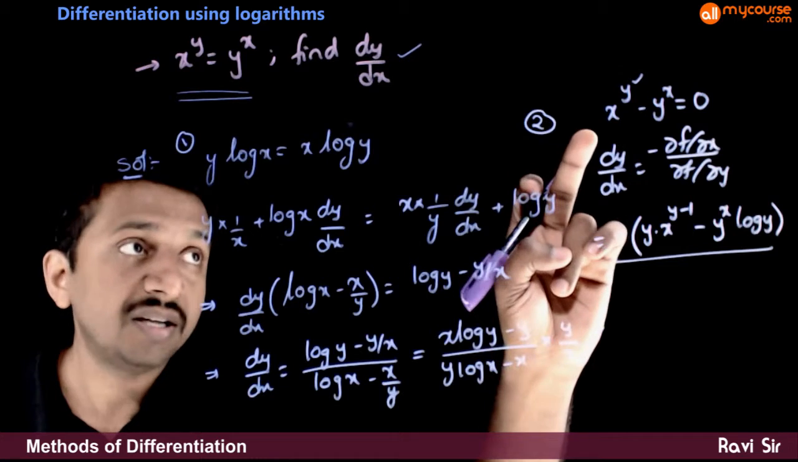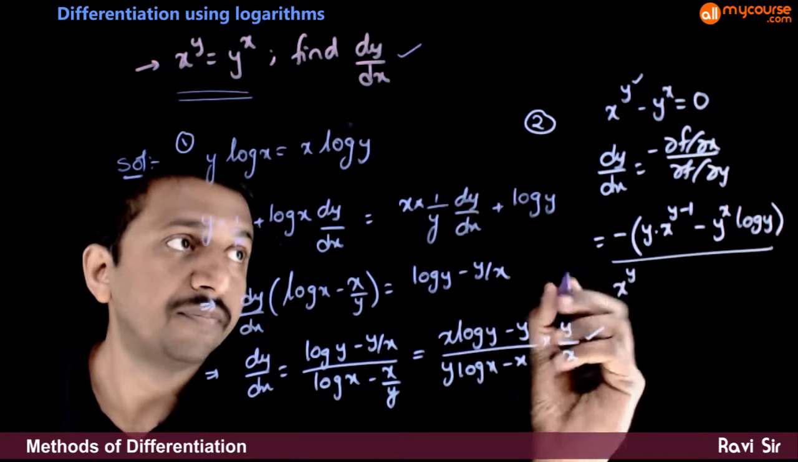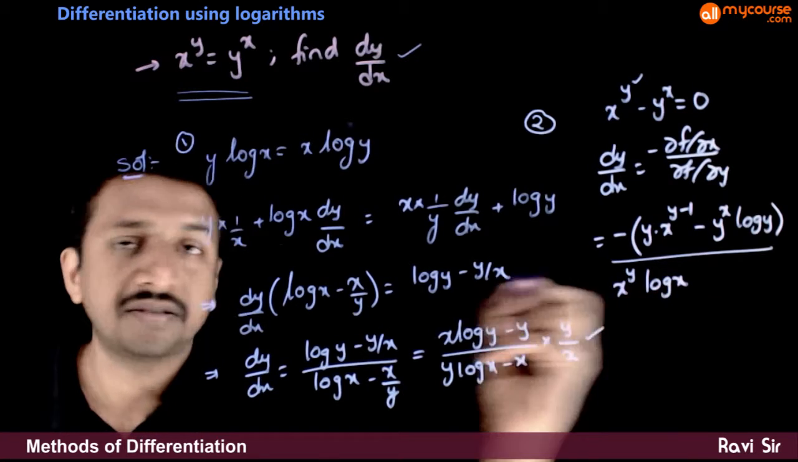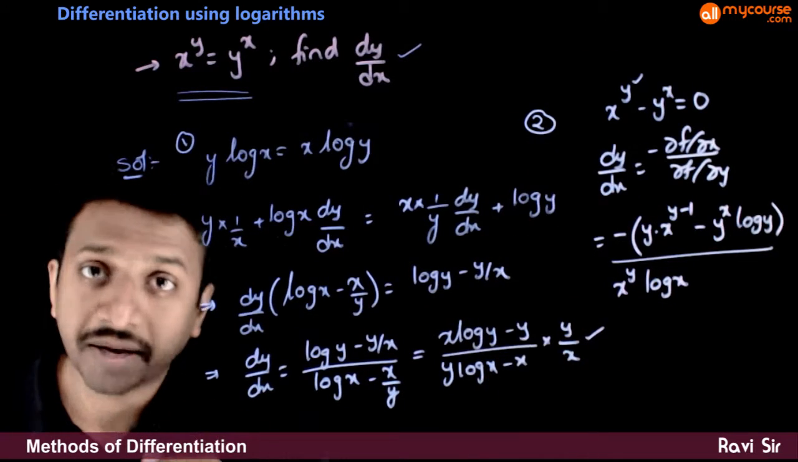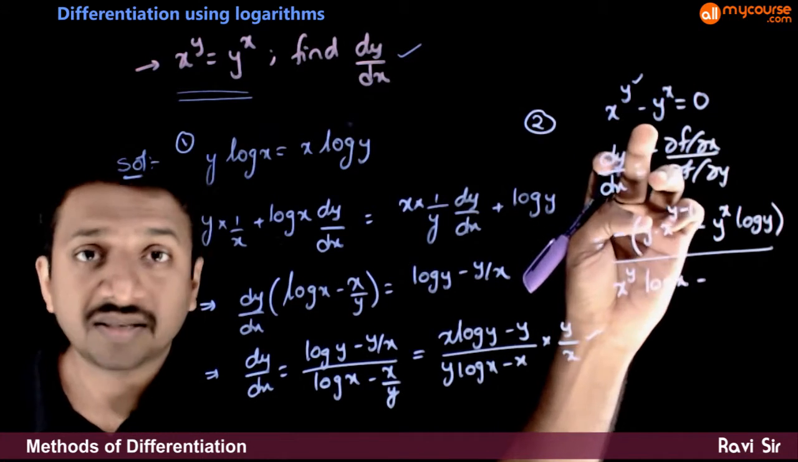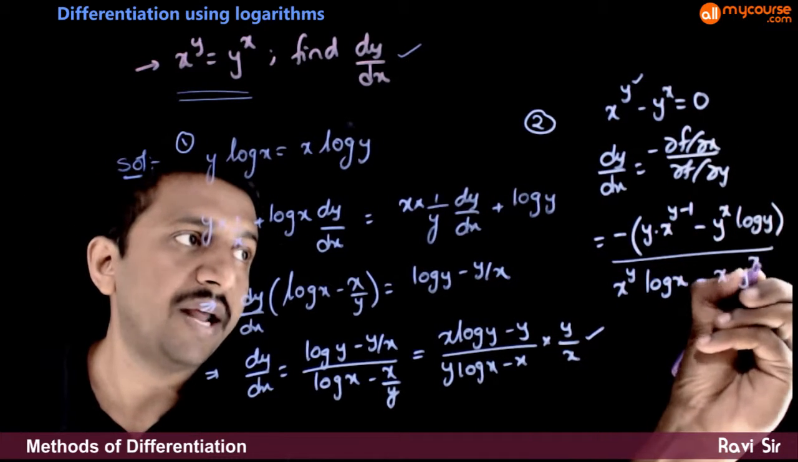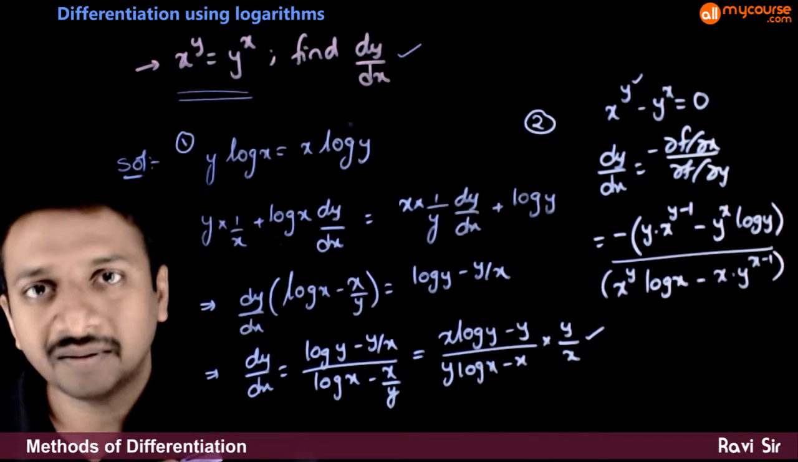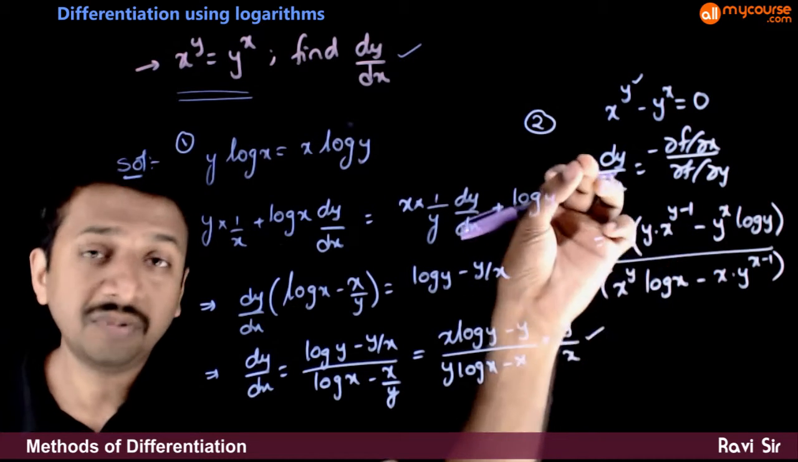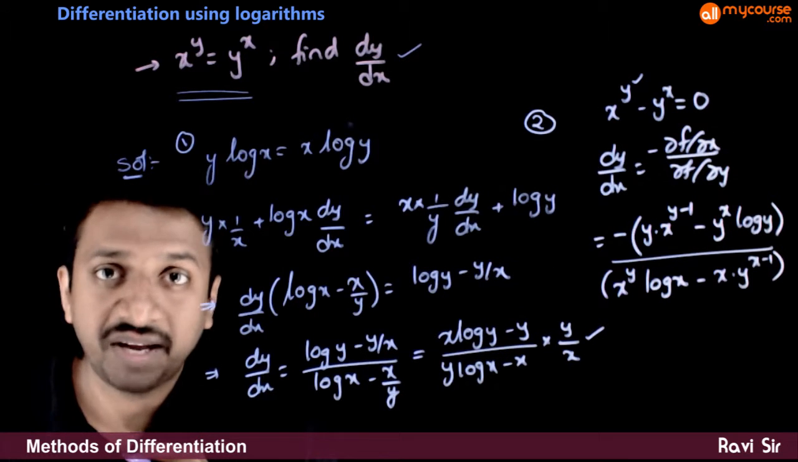If you assume x as constant, x power y, the differentiation is x power y log x. Minus, here if you assume x as constant, which is variable power constant, the differentiation is x into y power x minus 1. So this is the differentiation. If you apply the formula, dy by dx is equal to minus dou f by dou x by dou f by dou y.